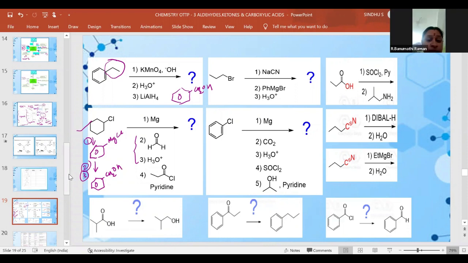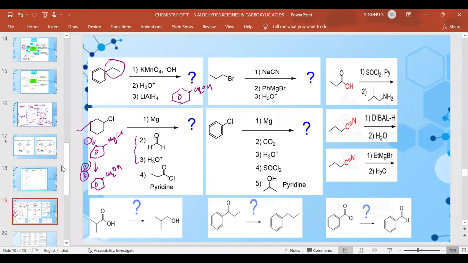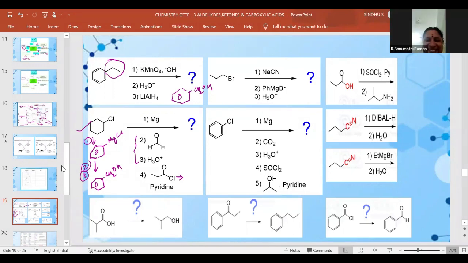And then when we treat it with this particular acid chloride followed by pyridine, it is acid chloride and alcohol in pyridine medium. Somebody else can tell. We all are just interacting, that's all.